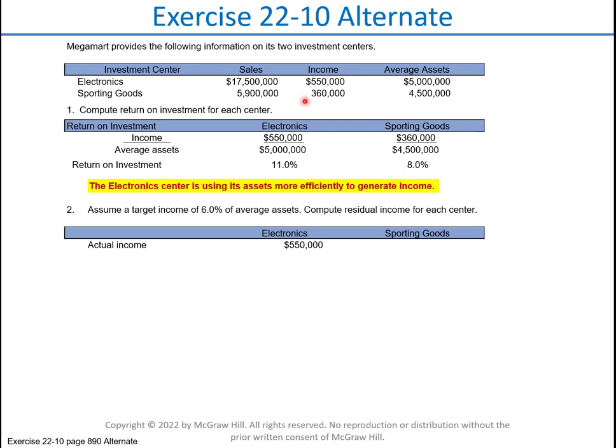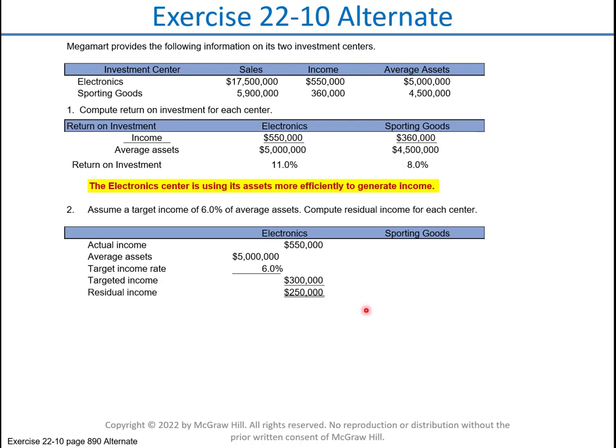Now we want to assume that they will earn a target income of 6% of their average investment. In part 2, we want to assume that they will earn a target income of 6% of their average assets, so 6% of these amounts. Their actual income is $550 for electronics. Average assets times 6%. So their target income is $300,000.